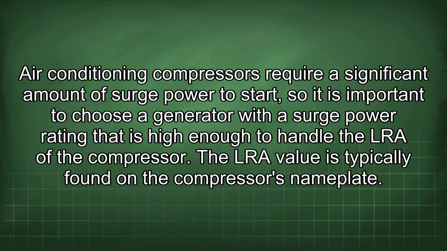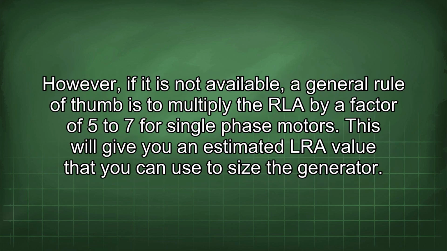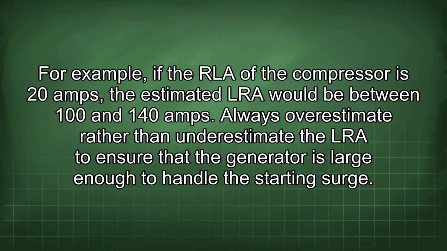The LRA value is typically found on the compressor's nameplate. However, if it is not available, a general rule of thumb is to multiply the RLA by a factor of 5 to 7 for single-phase motors. This will give you an estimated LRA value that you can use to size the generator. For example, if the RLA of the compressor is 20 amps, the estimated LRA would be between 100 and 140 amps. Always overestimate rather than underestimate the LRA to ensure that the generator is large enough to handle the starting surge.